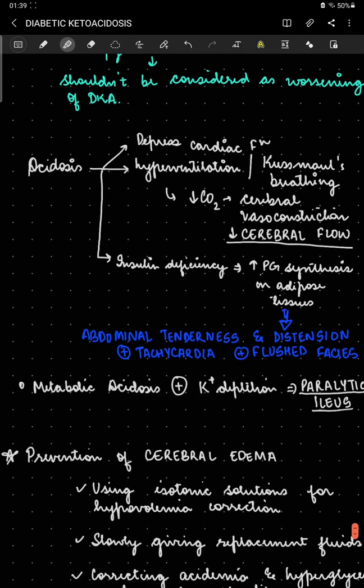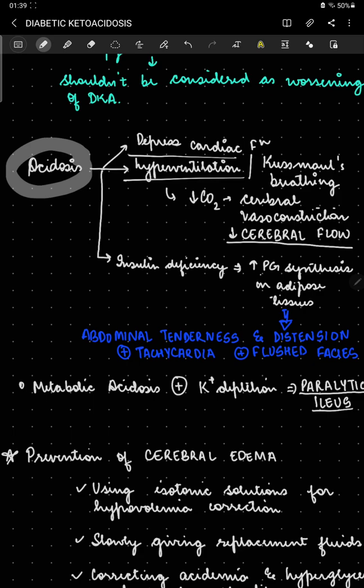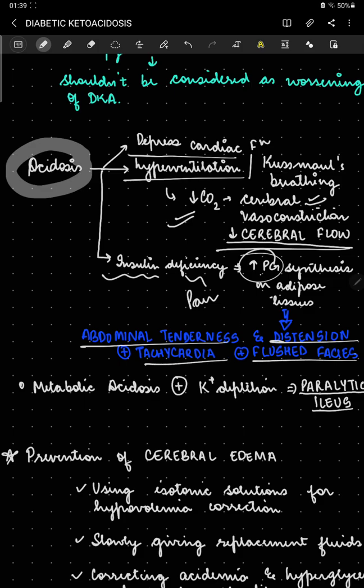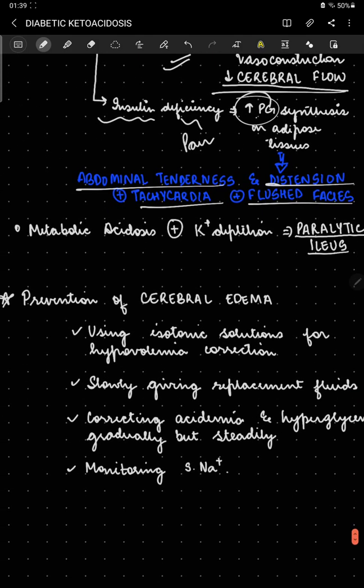The acidosis is the one that leads to depression of cardiac function, and hyperventilation leading to Kussmaul's breathing. This hypocapnia causes cerebral vasoconstriction and decrease in the cerebral blood flow. Also, insulin deficiency causes increased prostaglandin synthesis in the adipose tissue. That's why there is pain, abdominal tenderness, distension, tachycardia, and flushed face. Okay.